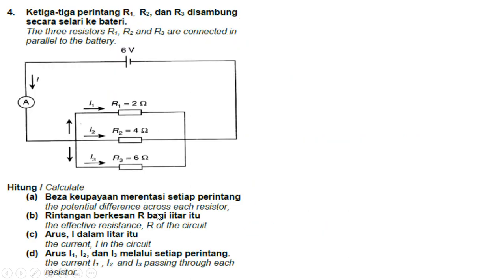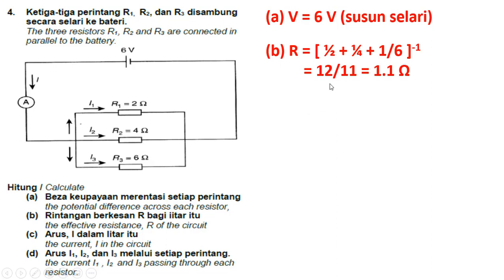Now we move on to question 4. This time, for parallel circuits. For a parallel circuit, first we have to find the potential difference across each resistor. Since it is parallel, V is 6 volt here, this branch is also 6 volt, and R3 is also 6 volt. Now the effective resistance: 1 over 2 plus 1 over 4 plus 1 over 6. We take the reciprocal, so 12 divided by 11, which is about 1.1 ohm.